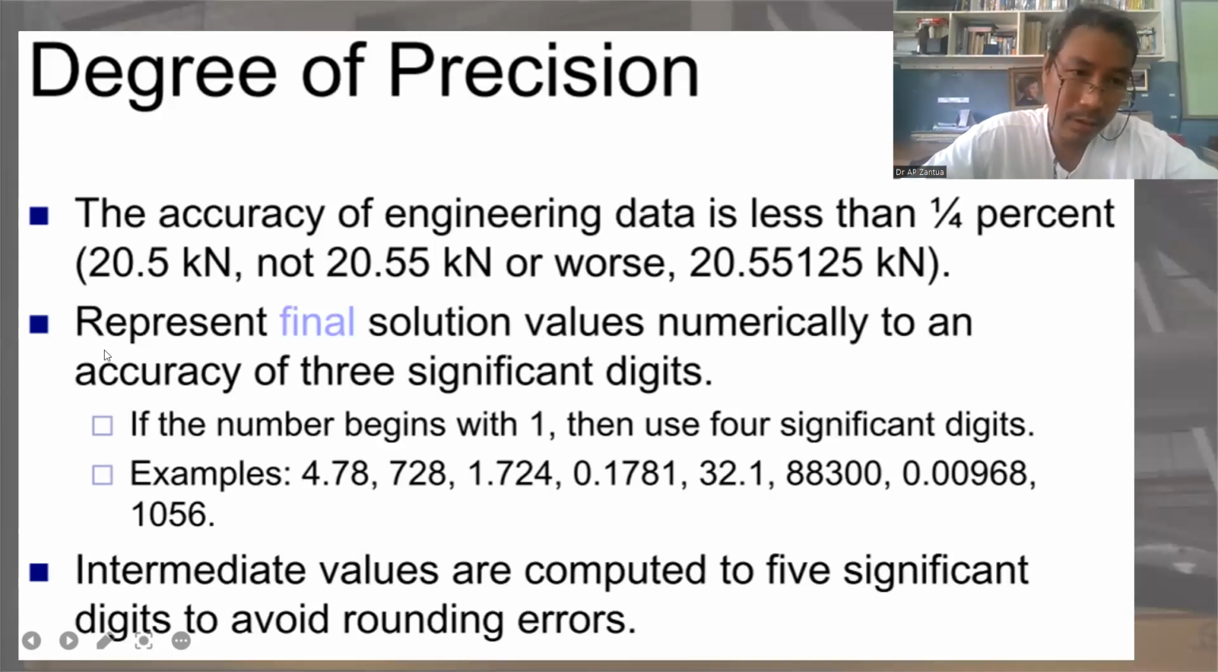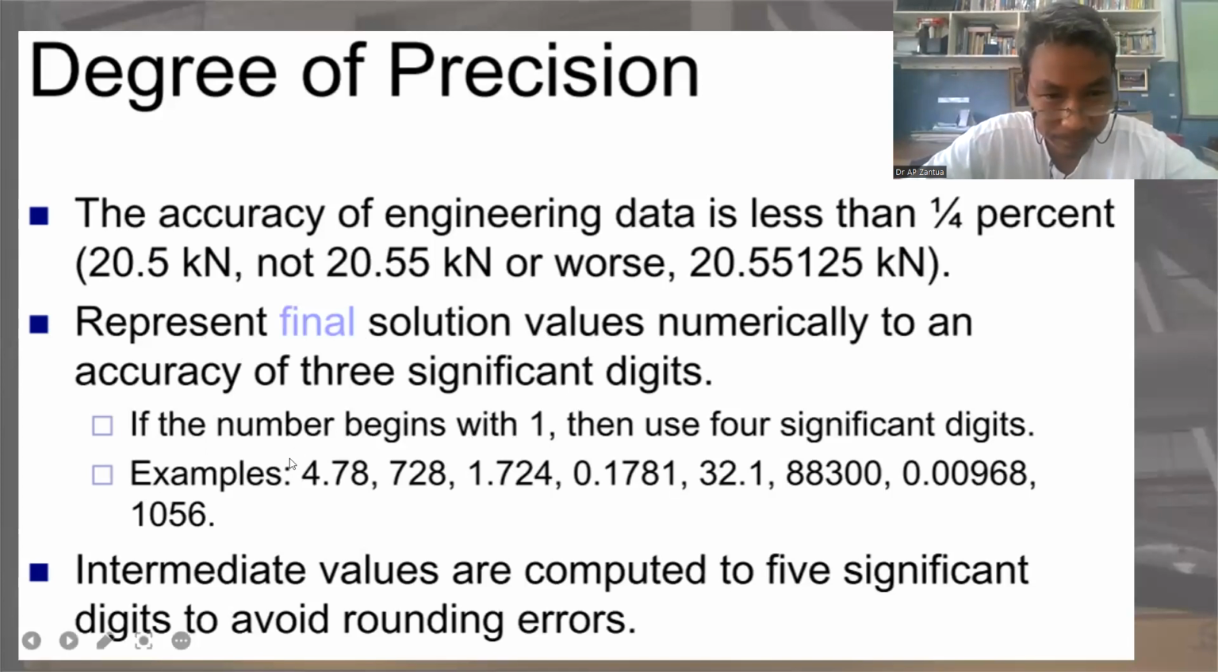Next, represent final solution values numerically to an accuracy of 3 significant digits. 3 significant digits is enough. If the number begins with 1, take note, then use 4 significant digits. If the number starts with 1. Otherwise, use 3 significant digits.